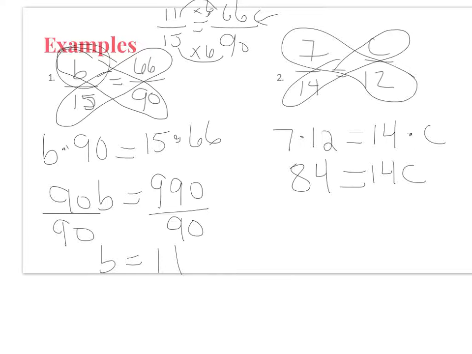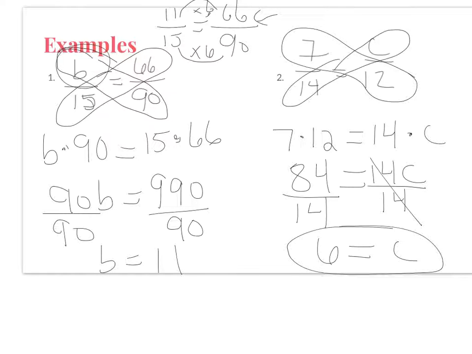Again, we want to get 1C. We want to know what C equals. I need to divide because that's the opposite of multiplying. If I divide this side by 14, I need to divide the other side by 14. This will give me 6. So I have 7 over 14 equals 6 over 12, and the value of C is 6. We'll be doing some more examples with this tomorrow.